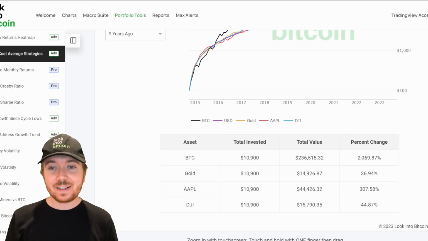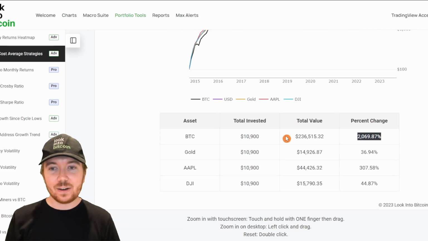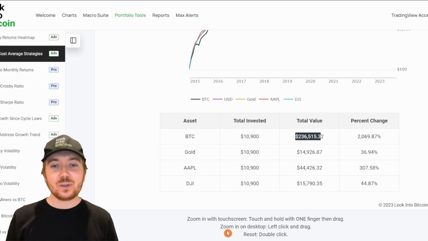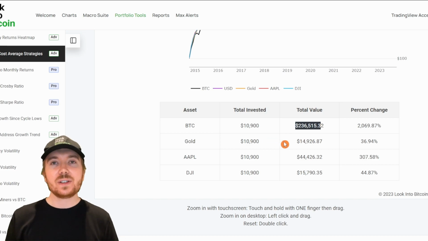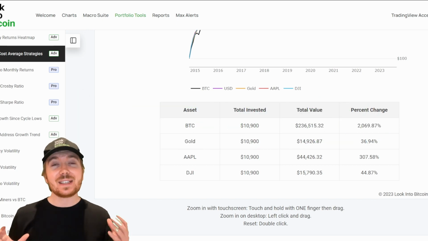So again, comparing to the 9-year value where we returned 2,069%, or turned $10,900 into $236,000. Again, not too bad, but if we were to have accumulated under the 2-year moving average and taken profit when the MVRVZ score crossed out of the sell area, on that initial sell we would have banked over $100,000 on our profit taking, which is incredible.